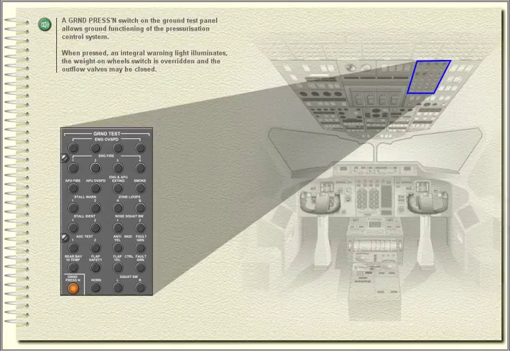A ground pressurization switch on the ground test panel allows ground functioning of the pressurization control system. When pressed, an integral warning light illuminates, the weight on wheel switch is overridden, and the outflow valves may be closed.